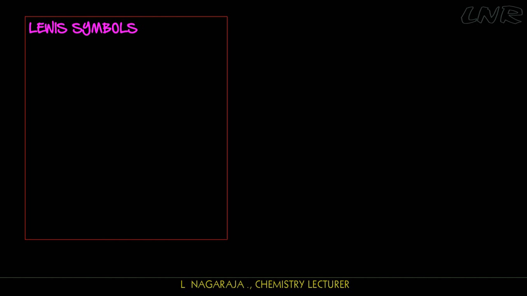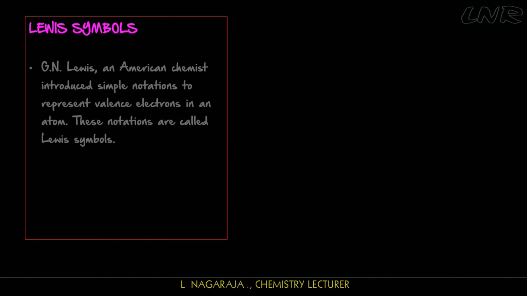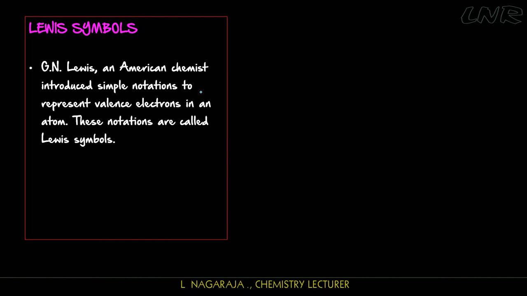And Lewis introduced a simple notation to represent the number of electrons in the atoms. That is, G.N. Lewis, an American chemist, introduced a simple notation used to represent the valence electrons. Valence electrons are nothing but the electrons present in the outermost orbital. So the last orbital containing electrons are called valence electrons. The number of valence electrons present in an atom is represented by the simple notation called the Lewis symbol.